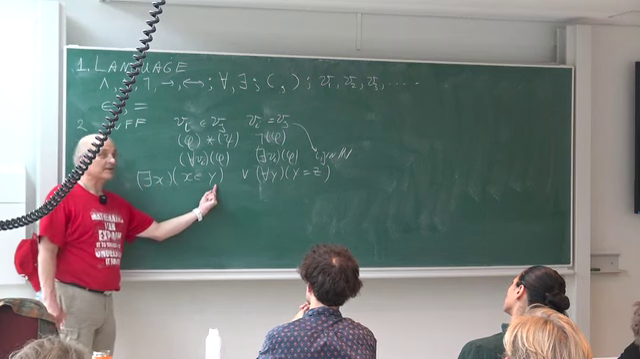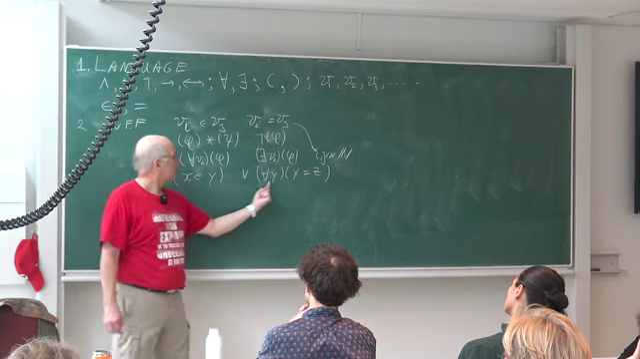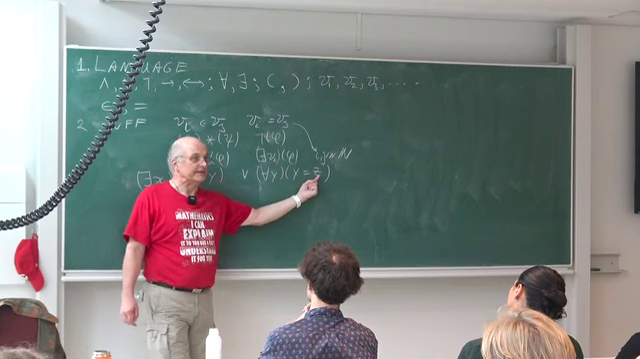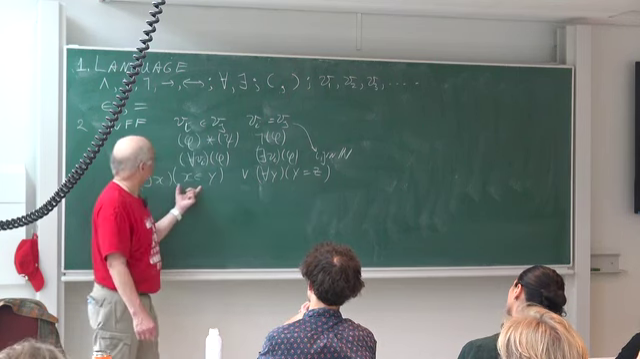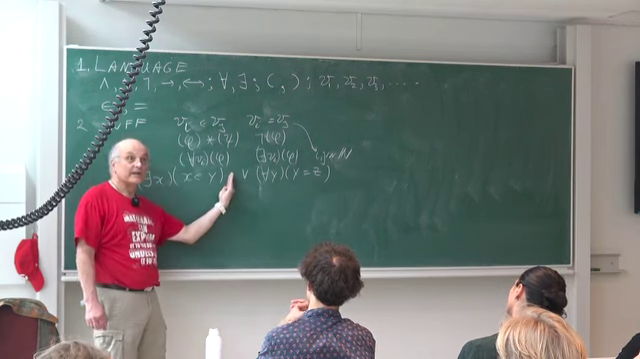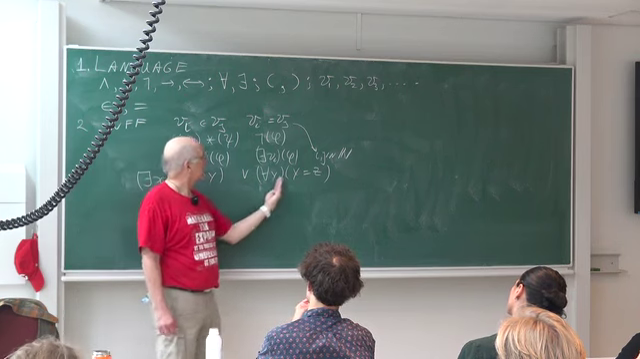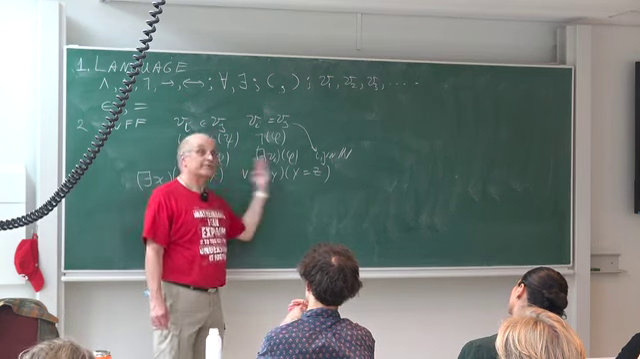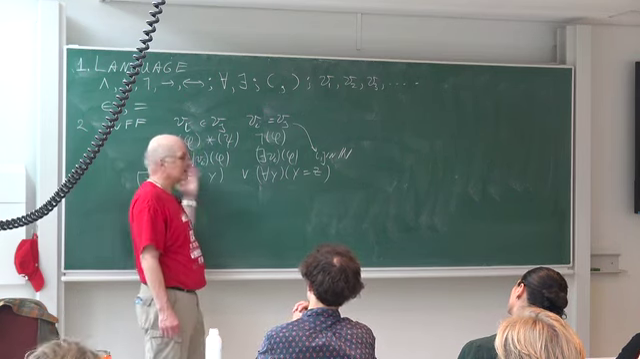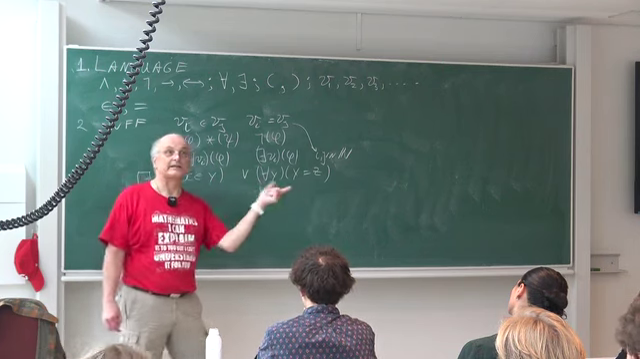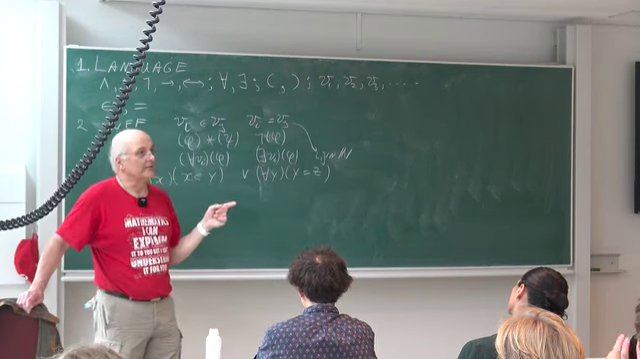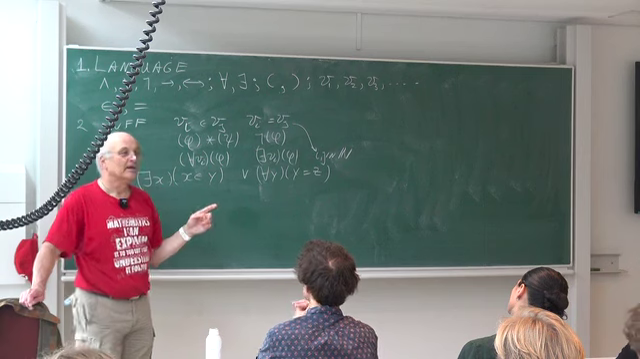X is bound. This Y is free. This Y is bound, and this Z is free in the whole formula. So Y is free only in the first bit, and Z is free everywhere. Well, it doesn't even occur here, but Y can be free and bound at the same time in the formula. That kind of thing can happen, and that's what I meant.